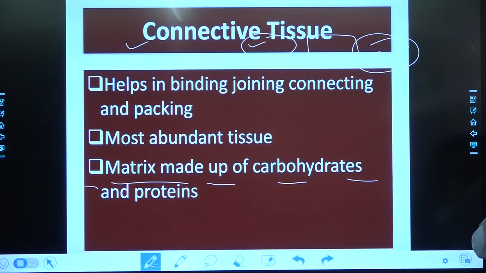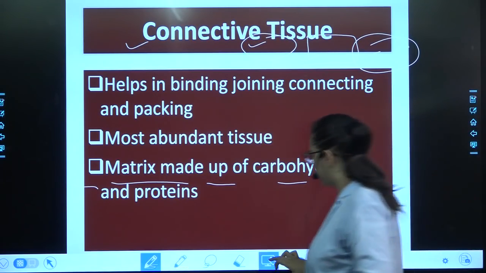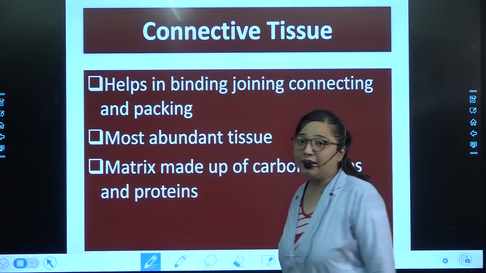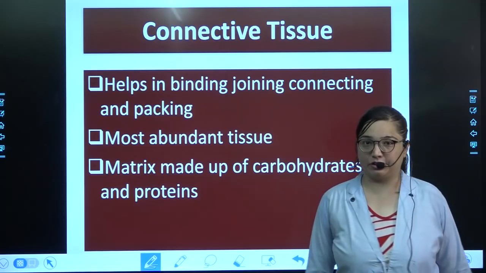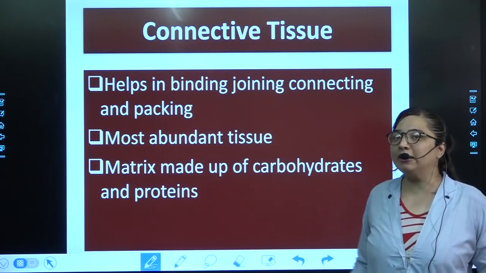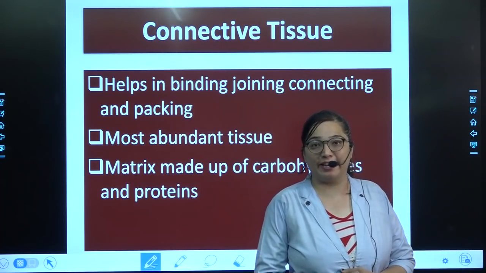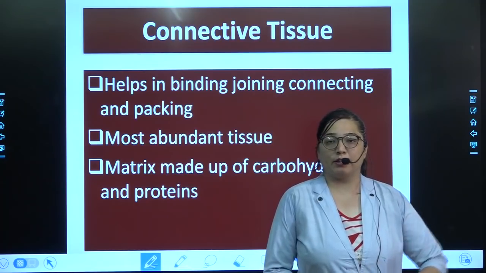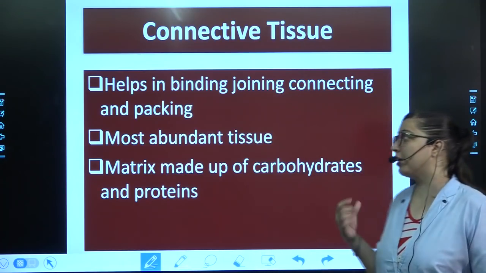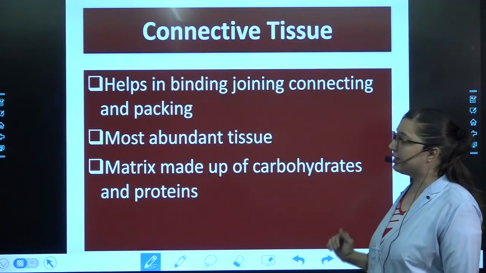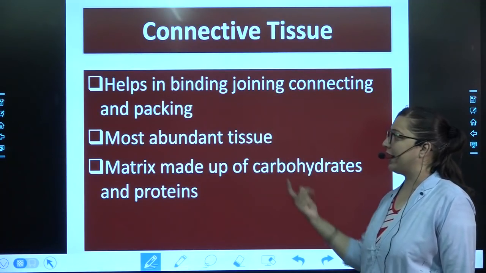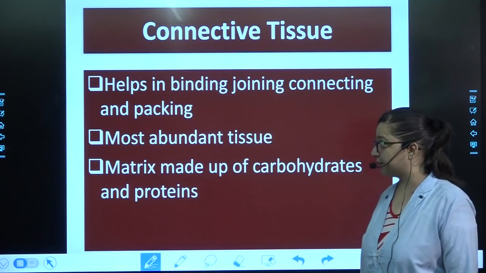So that was about the whole of the animal tissue. And now we are going to study about the connective tissue. All right, what is the meaning of the word connective? Connecting means what? Joining. All right, so here it is the connective tissue. What does it help? It helps in binding, joining and packaging.